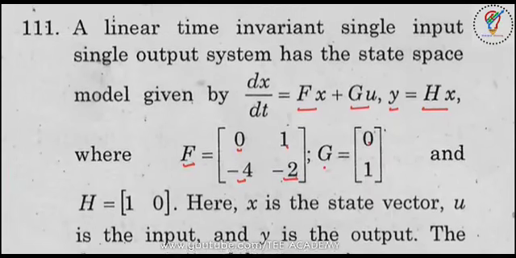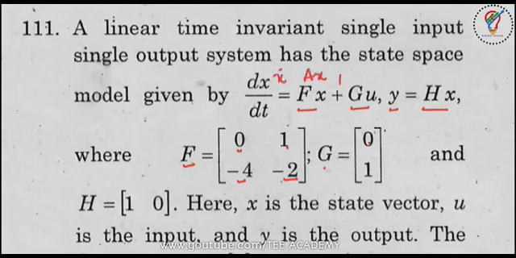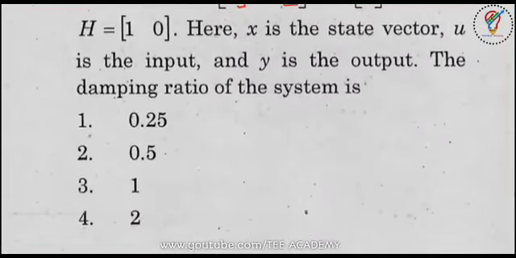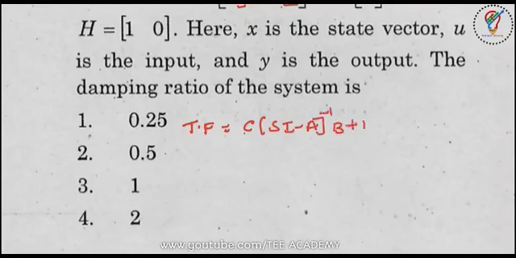First, what we will do is convert this into the general form. dx by dt is nothing but x dot, which we can write as ax plus bu. So f is the a, g is going to be b, and y is equal to cx. If you take this notation, the transfer function formula is transfer function is equal to c into sI minus a inverse into b plus d.